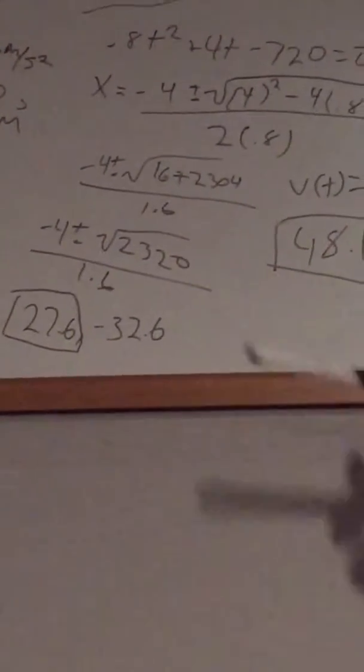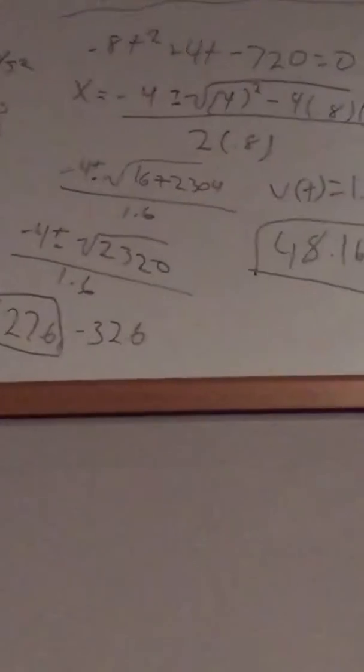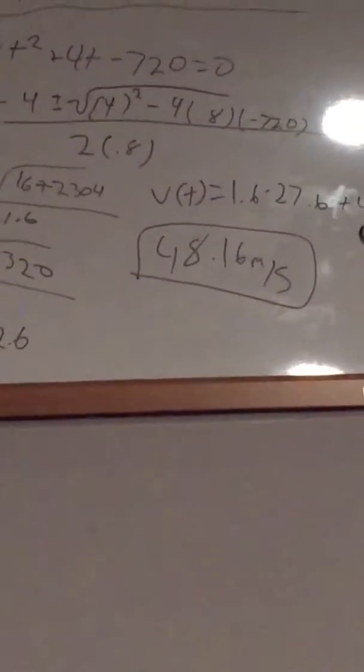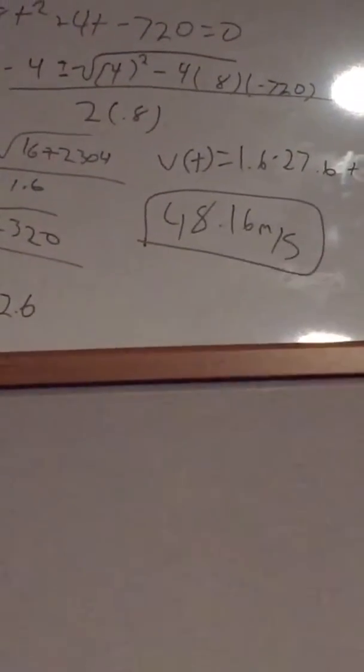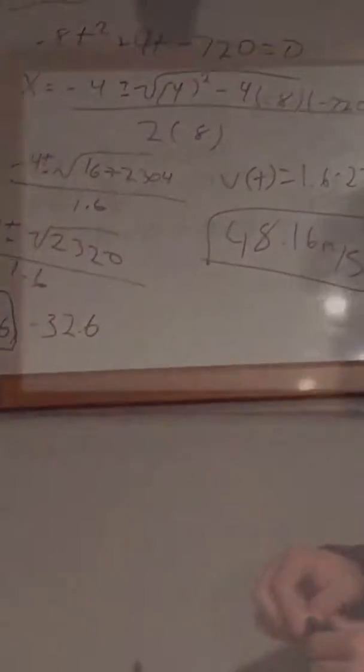27.6 for time. Now to find the velocity, you plug the time back into the velocity equation, and you get 48.16 meters per second. There you have it.